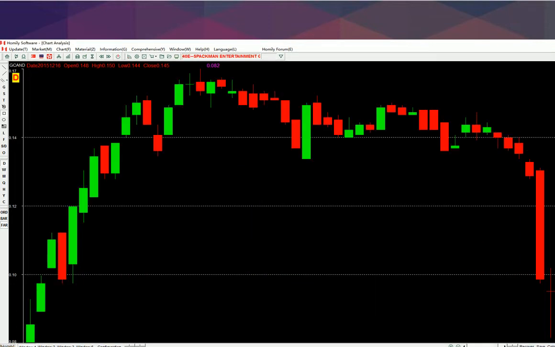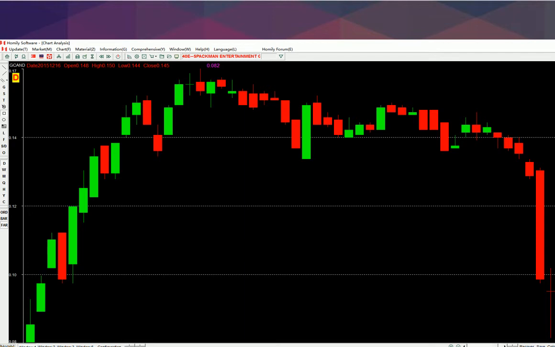Then we can see the next one. This is the Sun stock. Then we can see here, this is the Dow G, right? So we don't know whether the price can go up again or not, but we know that this is the balance between the long and the short.